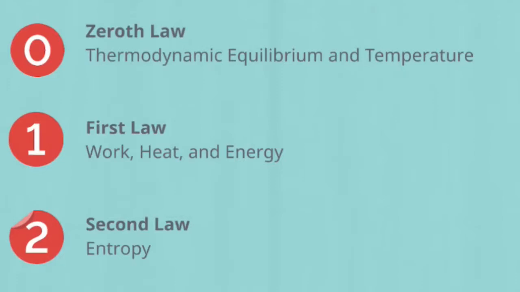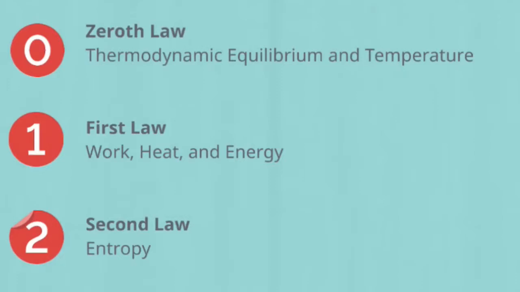The first law says that the internal energy of a system has to be equal to the work that is being done on the system, plus or minus the heat that flows in or out of the system and any other work that is done on the system.